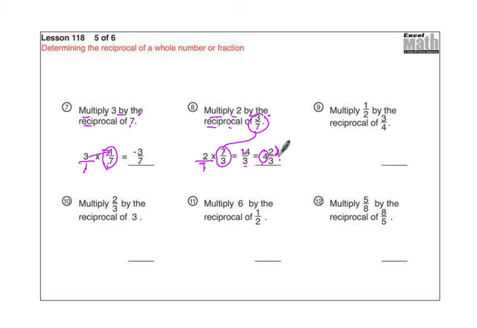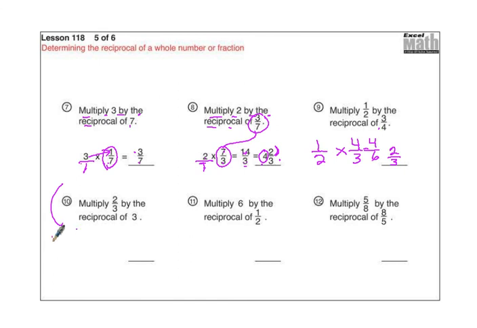Let's try this one together. Multiply 1/2 by the reciprocal of 3/4, which would be 4/3. 1 times 4 is 4. 2 times 3 is 6. And then I can reduce that by dividing both of those by 2, and so I get 2/3. 4 divided by 2 is 2. 6 divided by 2 is 3. All right, pause the video, try just number 10. Turn it back on when you're ready for the solution to number 10.